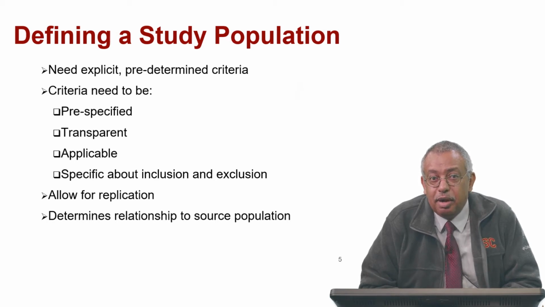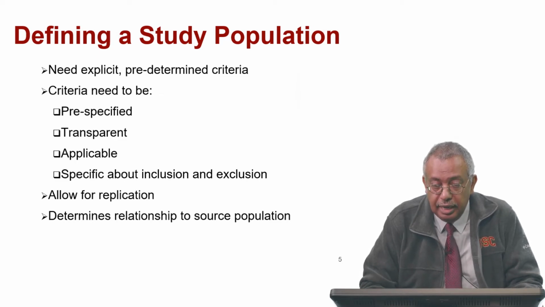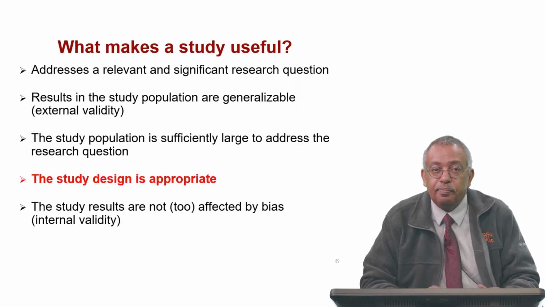In defining a study population, it's very important that you have very explicit and predetermined criteria. The criteria need to be pre-specified, transparent, and practical or applicable, and should have very specific ideas about what kind of participants are going to be included and what kind of participants are going to be excluded. We need to allow for replication so that others could actually replicate the study and do something similar or maybe go beyond it. And it determines the relationship to the source population in a very precise and clearly defined way.